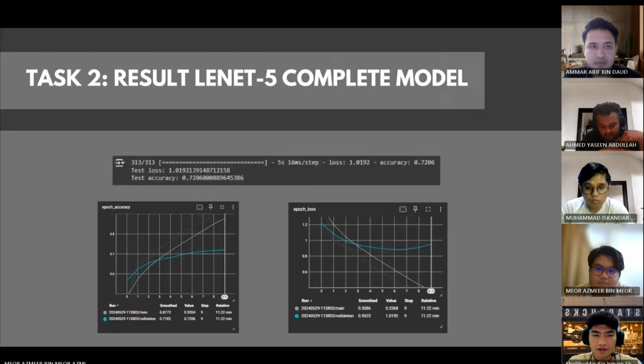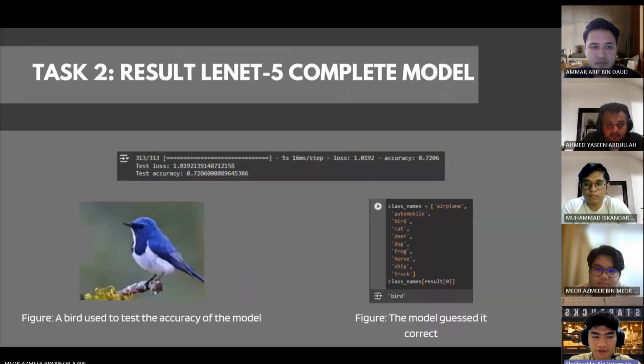The next one is the LeNet-5 complete model. As you can see, the loss is quite near to the previous one, but the accuracy is getting higher. This is the result. The code still guesses bird correctly, and the accuracy is higher.